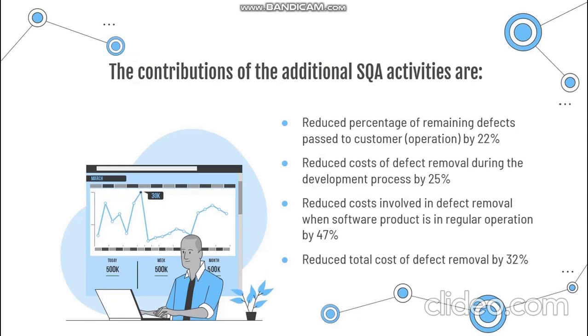So this data means to us that SQA's additional SQE activities reduce the percentage of remaining defects and the cost of defect removal. Since additional SQE activities reduce the cost involving defect removal and also reduce the total cost of defect removal, we can say that high quality SQE application saves time and cost, and is beneficial for better reliability, improving the process of creating software, and improving the quality of the software.